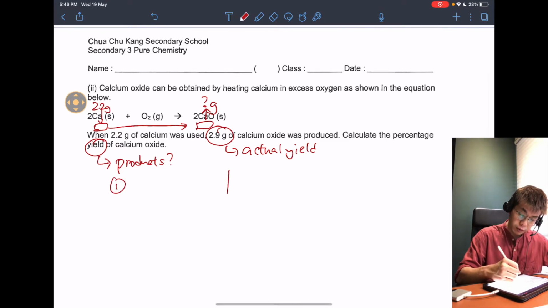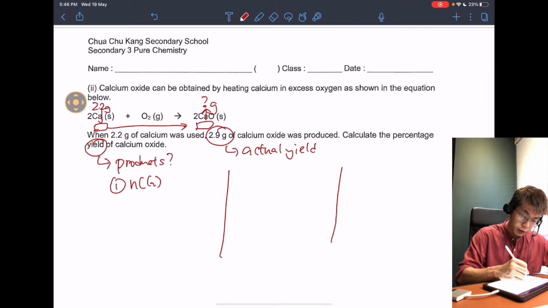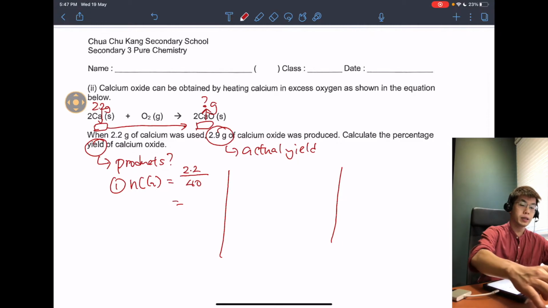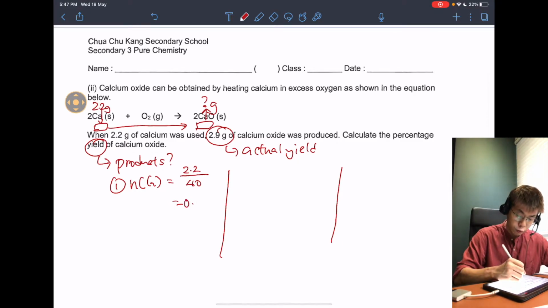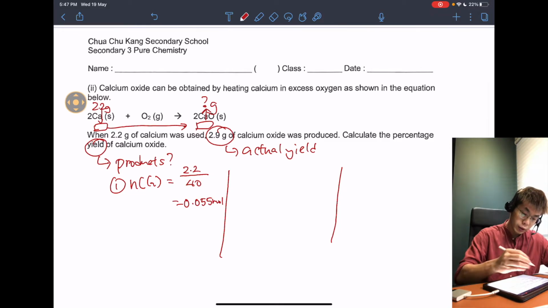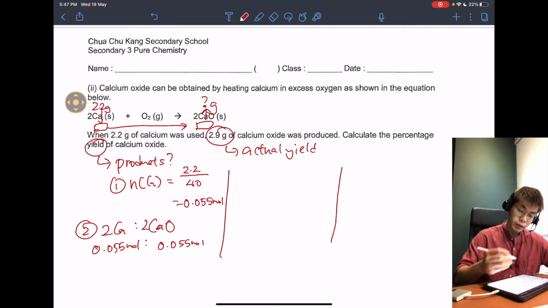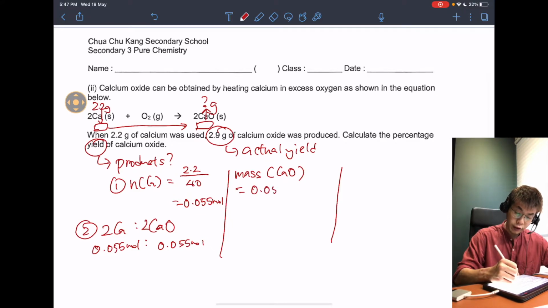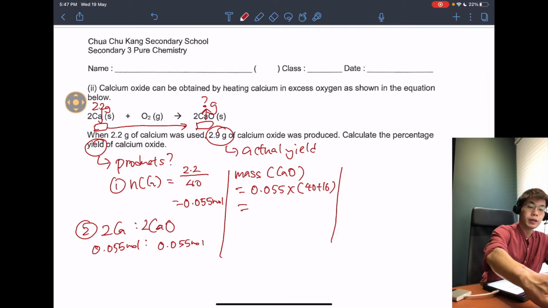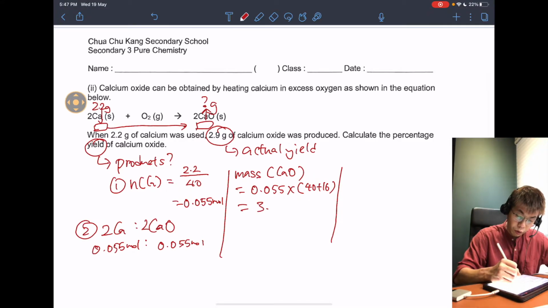So step 1, remember to divide your page. Step 1, the number of moles of calcium is equal to 2.2 grams divided by AR, and AR for this one would be just 40. So 2.2 divided by 40, and I get 0.055 mole. Step 2, by mole ratio, 2Ca is to 2CaO, so it's a 1:1 ratio, 0.055 mole. Then I need to calculate the calculated mass of calcium oxide. That is equal to 0.055 times the MR, which is 40 plus 16, what we did just now.